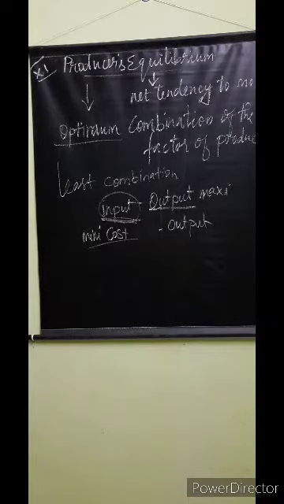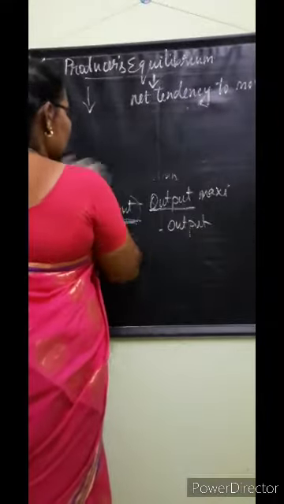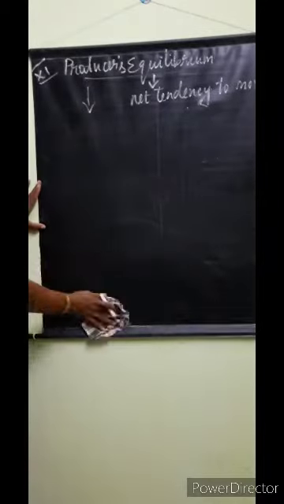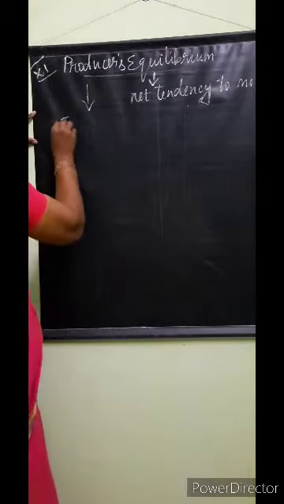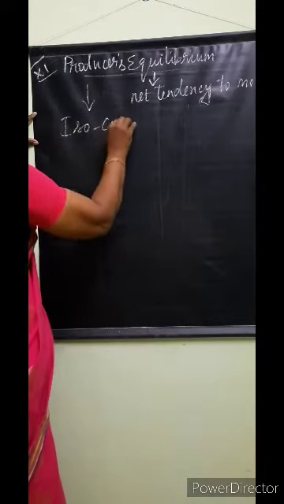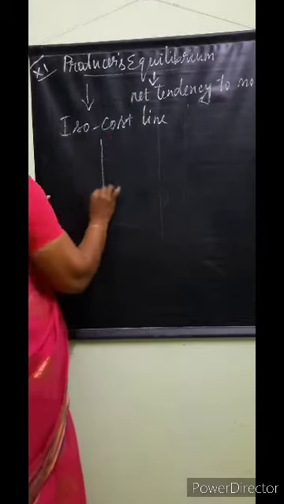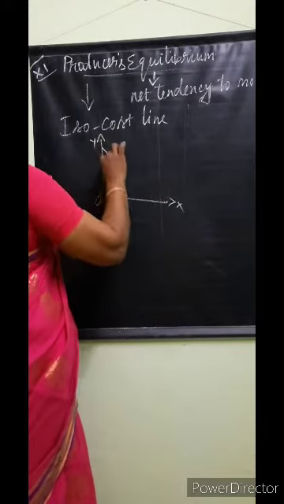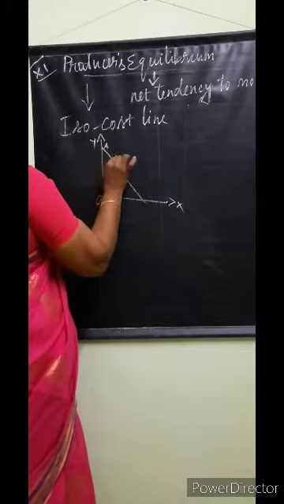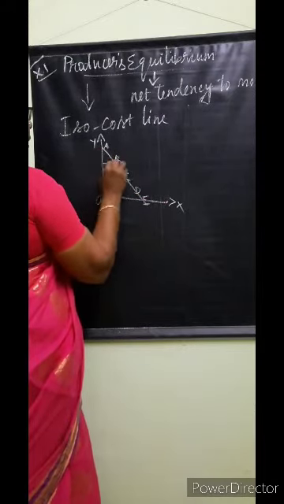So what are the conditions for the producer's equilibrium? As we said, there should be assumptions. In the same way, there should be conditions for the producer's equilibrium. What are the conditions? First one, the isocost line should be tangent. Already I have drawn the isocost line. Have you remembered, girls? The isocost line I have drawn, A, B, C, D and E. The point I told.